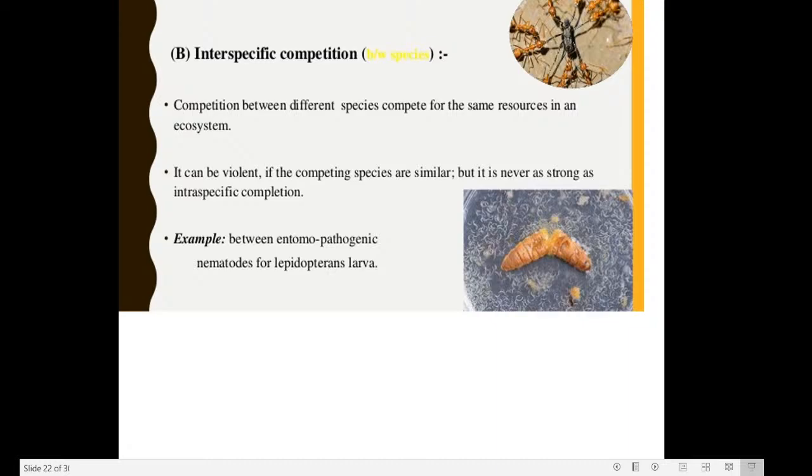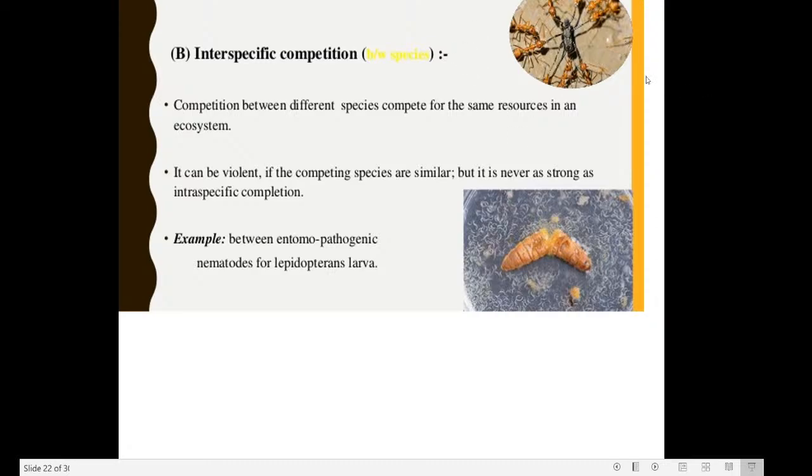And it can be violent if the competing species are similar, but it is never as strong as intraspecific competition. Here, an example is between entomopathogenic nematodes fighting for Lepidopteran larvae. There is competition for their resource.